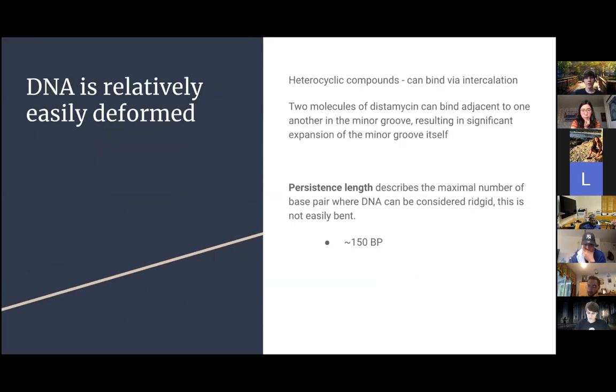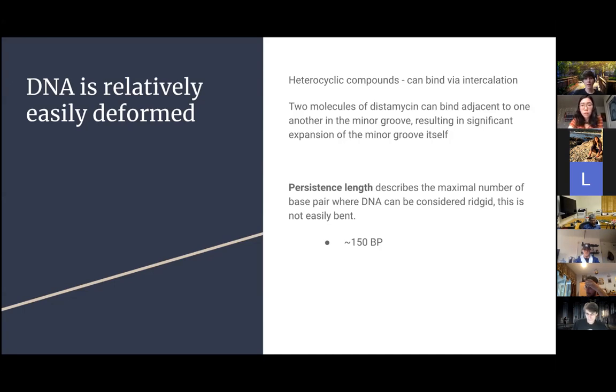So DNA is relatively easily deformed. There are a couple of examples of interactions with molecules that will deform DNA to an extent. One is heterocyclic compounds that generally have nitrogen or oxygen present in the heterocycle, which can bind by intercalation, which is the slipping of the molecule in between the base pairs of the DNA. So it slips between two adjacent base pairs.